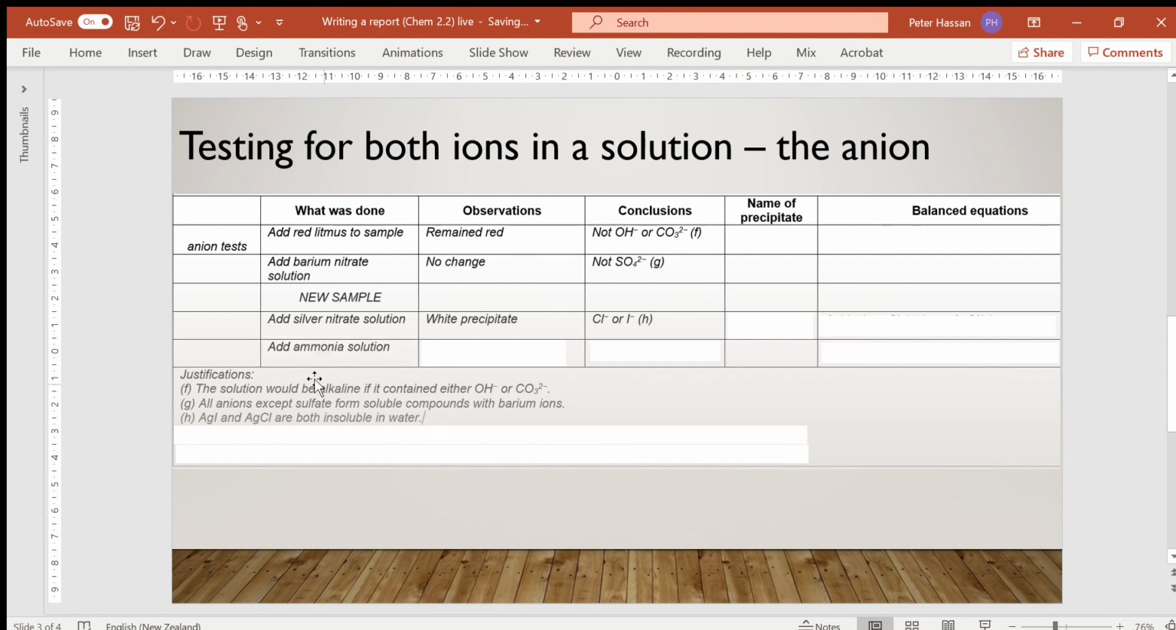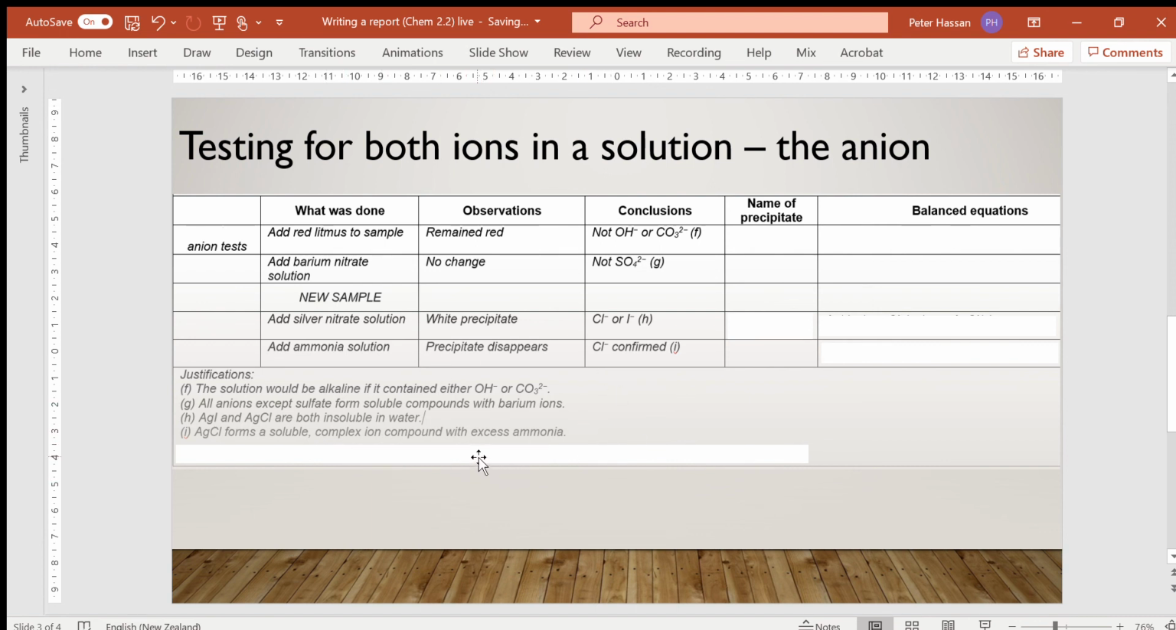Next step is to add ammonia solution, and we see the precipitate disappearing if we add enough of it and give it a good shake. So we can conclude that it must be chloride, because silver chloride forms a soluble complex ion compound with excess ammonia.